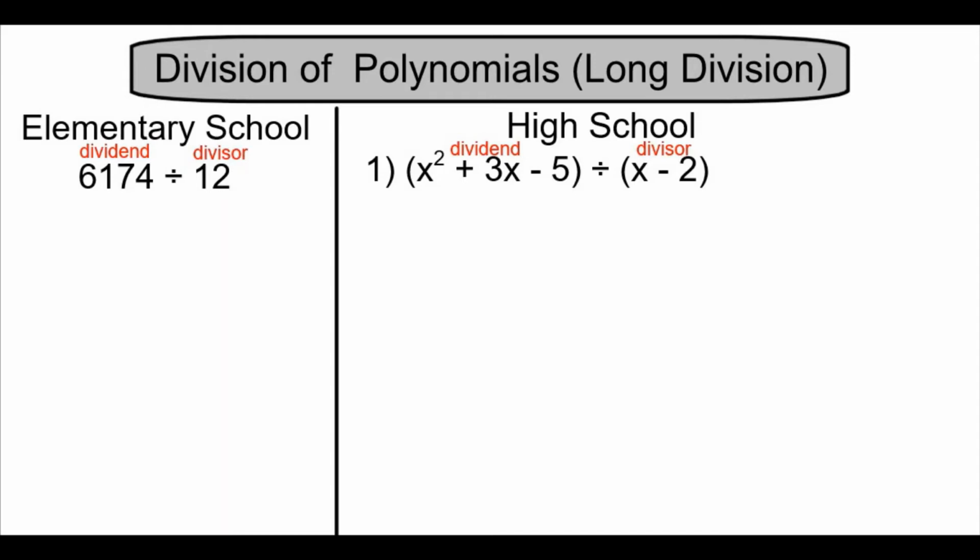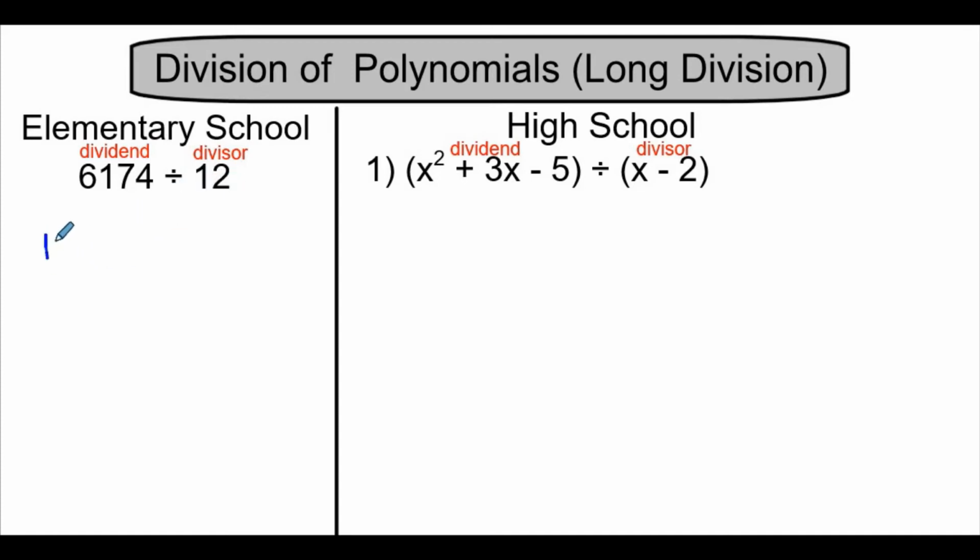saw this first when you're in elementary school, and it's something that is difficult for students. So I'm actually going to go over an elementary school problem before I go over the high school problem, just to refresh your memory of how this works. So the thing that is being divided itself is called the dividend. The thing that's doing the division is called the divisor, and the answer is called the quotient.